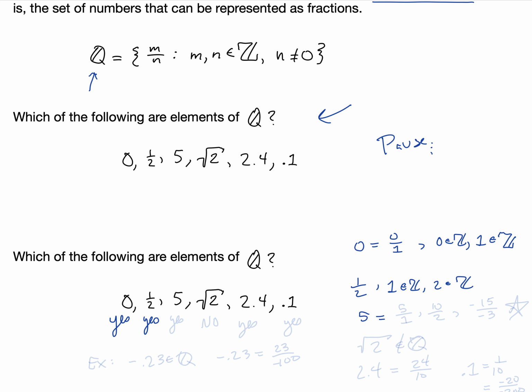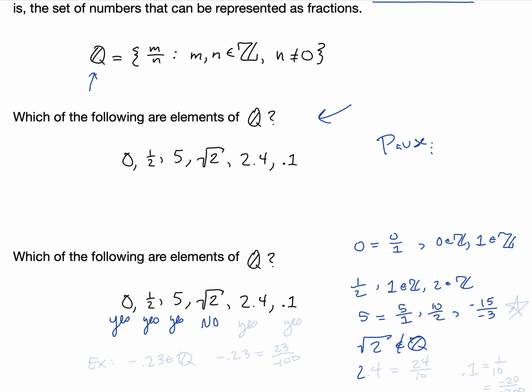5, just like 0 over 1, could be written as 5 over 1, or it could be written as 10 over 2, or it could be written as negative 15 over negative 3, and all those are circumstances in which 5 is equivalent to m over n for some integers m and n, where n is non-zero. So again, this is yes. Square root of 2 is somewhat famously not in the rational numbers, and we'll actually prove that later in the course, that square root of 2 is irrational. It cannot be written as an integer divided by an integer.